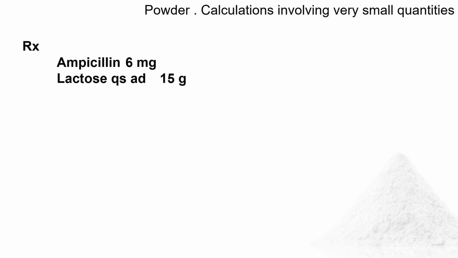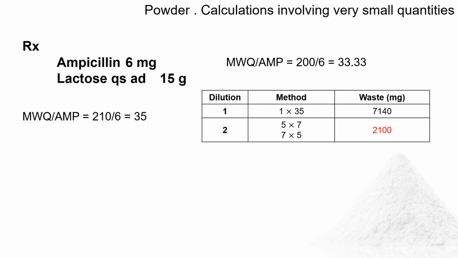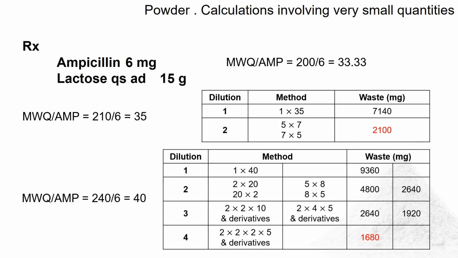In this following example, you will have the same problem where you don't get a round number for the ratio. So in this case, you can either increase the MWQ to 210, where you can get this amount of wastage, or to 240, and you will get this type of wastage. It's actually up to you, but as long as you are able to reduce the wastage for your calculations and preparations, that would be enough.